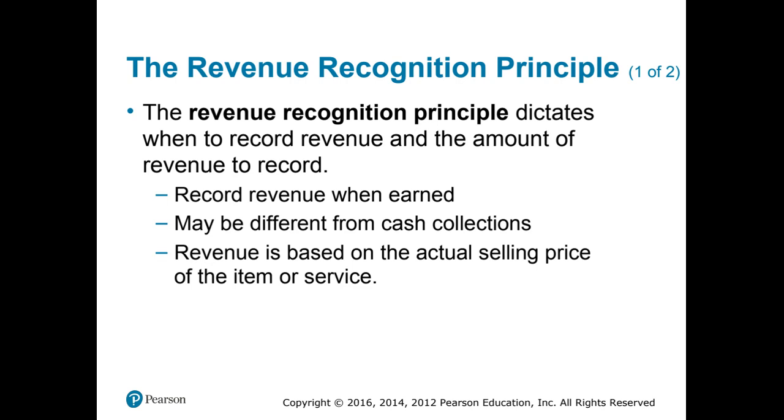So when we recognize revenue, sometimes it will be different from our cash collections, and just making sure that it's always based on the sales price, and we record it when it's earned. So if we sold it today, we would record it today. The date that we put on our books would be January 27th.